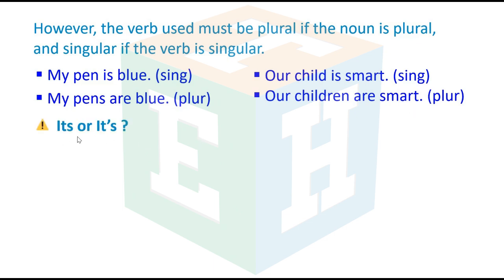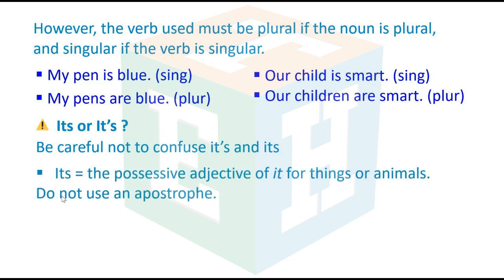It's or its. Be careful not to confuse it's with apostrophe s, and its without apostrophe s. Its without apostrophe is the possessive adjective of it, for things or animals. Do not use an apostrophe.